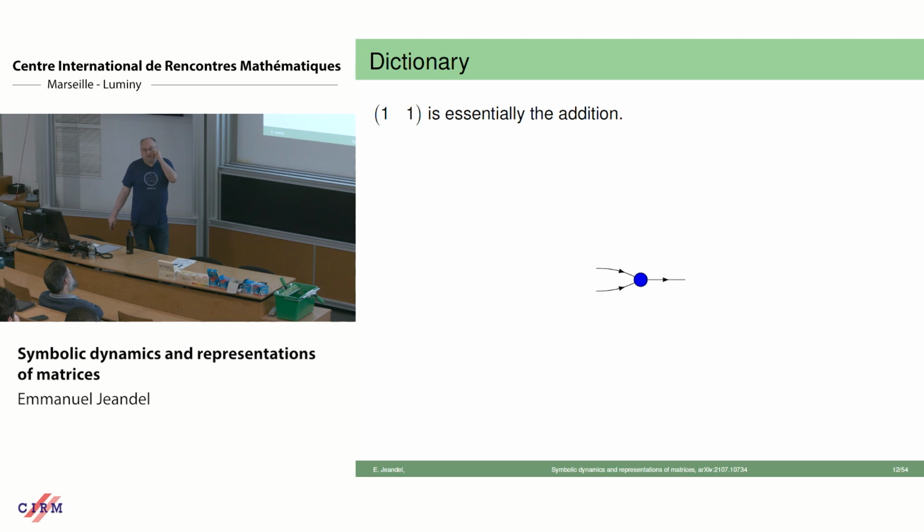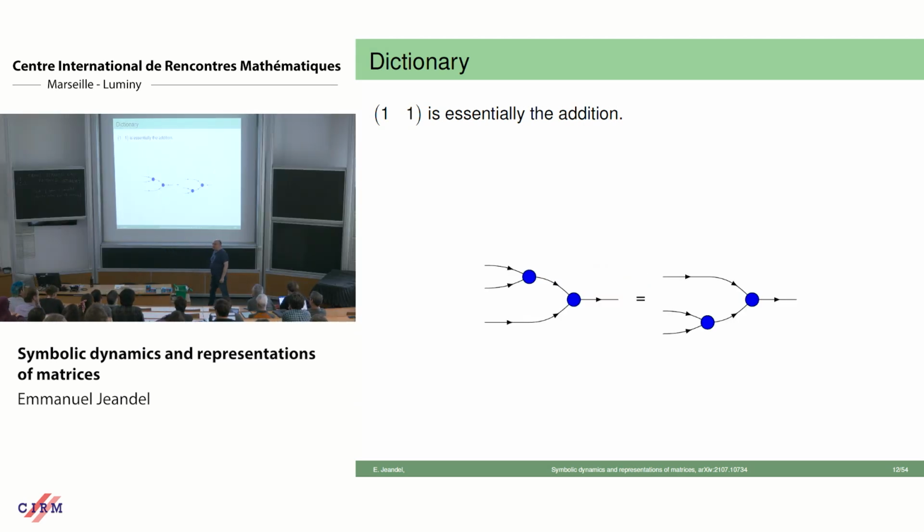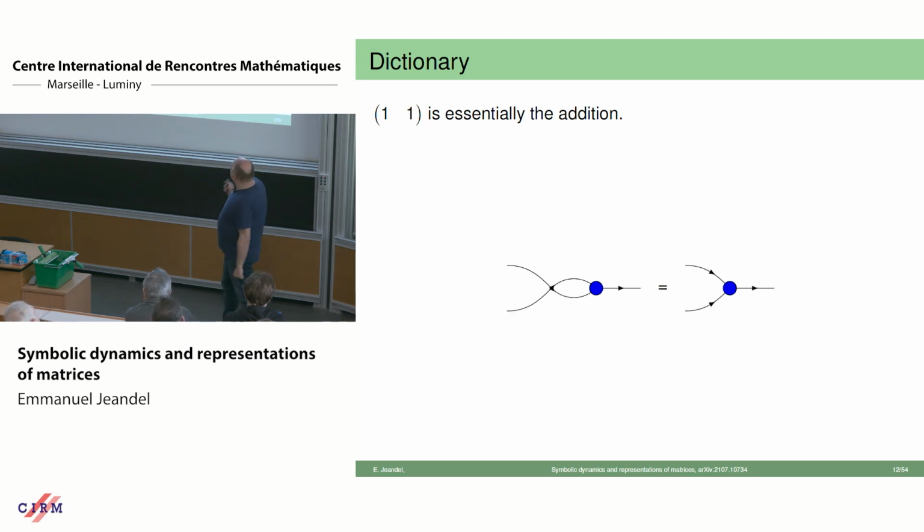So let's think a bit about what are the relations that this satisfies. And of course, you know what addition satisfies. It satisfies associativity, which you can write this way. So if you have three elements, x, y, z, the order in which you do x plus y plus z is not important. And it satisfies commutativity, which says that the order in which the wires come to the node is not important.